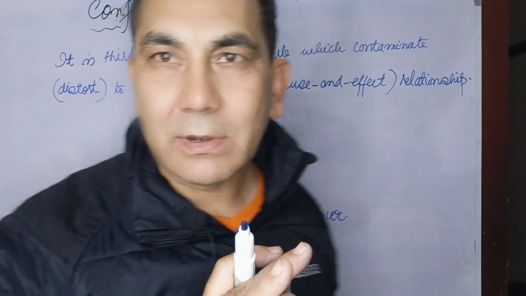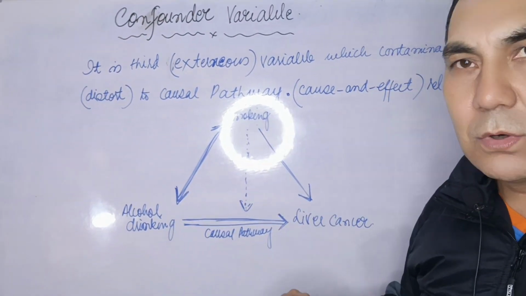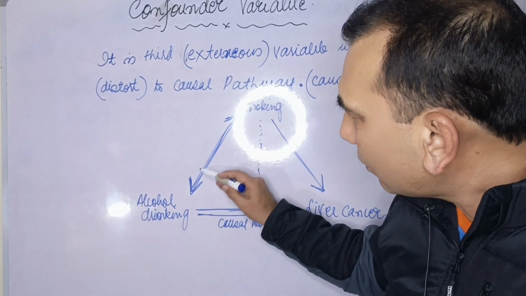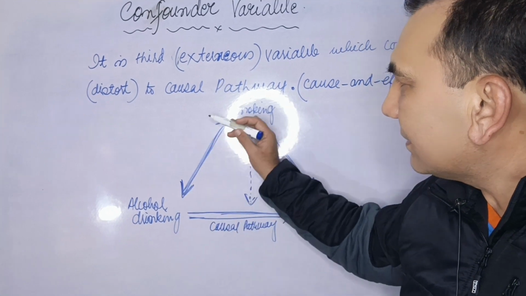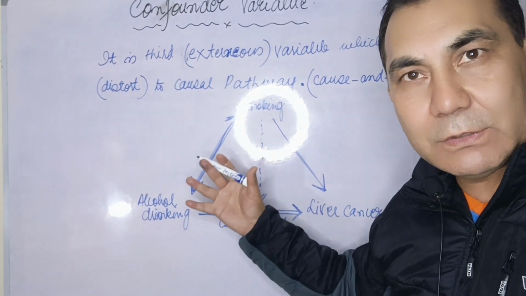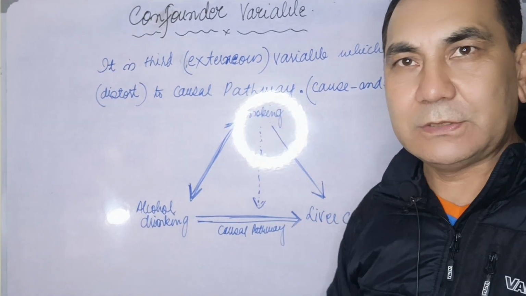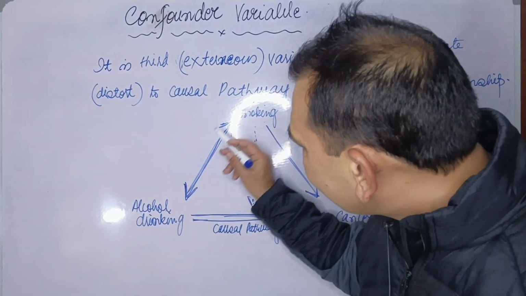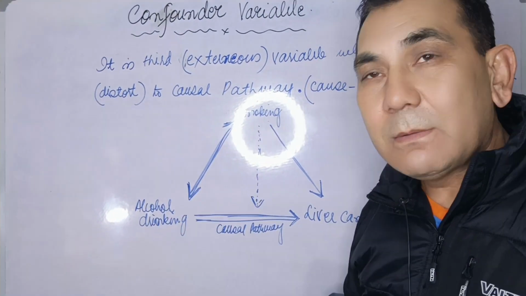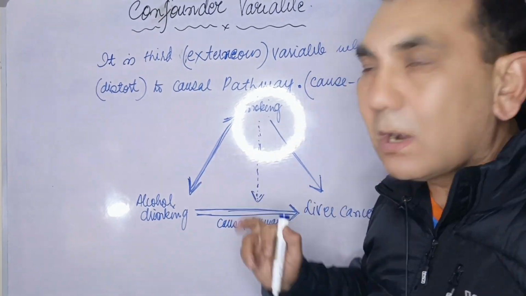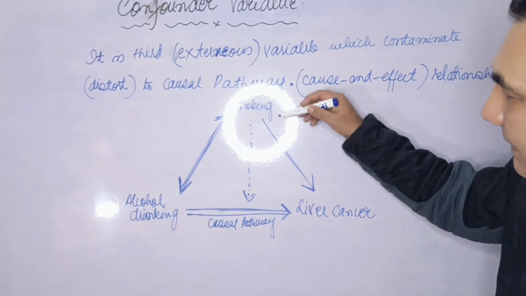Let me clear your concept. See the arrow between the alcohol and the smoker. The arrow is two-sided. It means they are interrelated with each other, but they are not cause and effect of each other. If smoking became a cause and alcohol became an effect, then this would become a causal pathway.